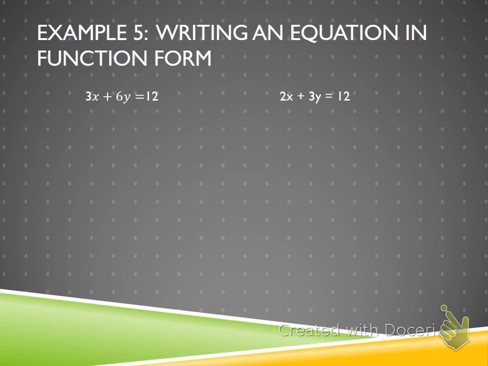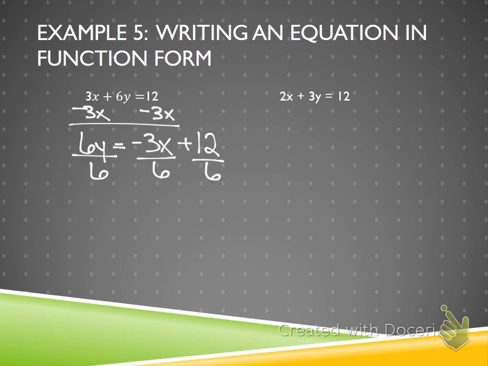Okay, what do I do first? Walk me through it. Subtract 3x. What is my equation when I rewrite? 6y equals negative 3x plus 12. Did you write it in that order? Yes. Okay, now what do I do? Divide everything by 6, the number connected to y.